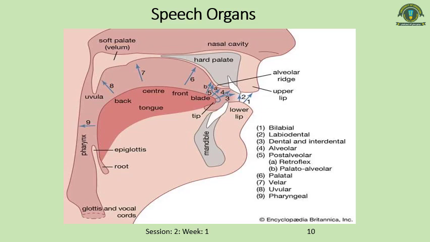Bilabial, labiodental, dental and interdental, alveolar, post-alveolar, with post-alveolar we have retroflex and palato-alveolar, then palatal, velar, uvular, and pharyngeal. What do you mean by all these names? We don't know. But it's very important to understand the diagram now.